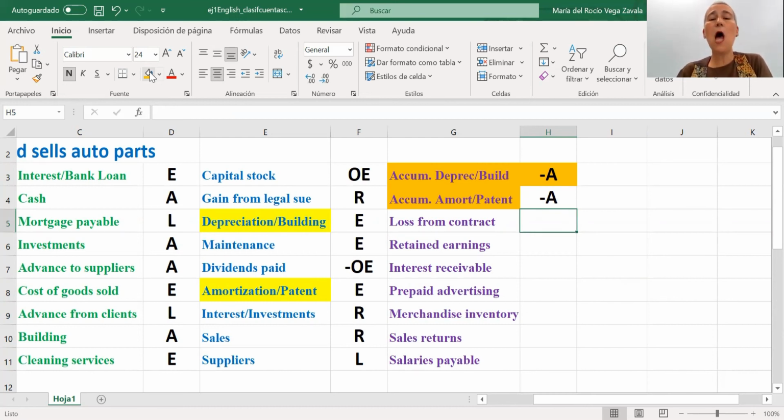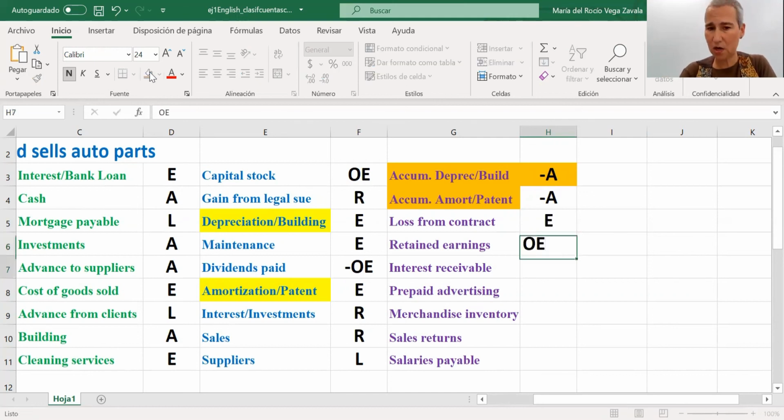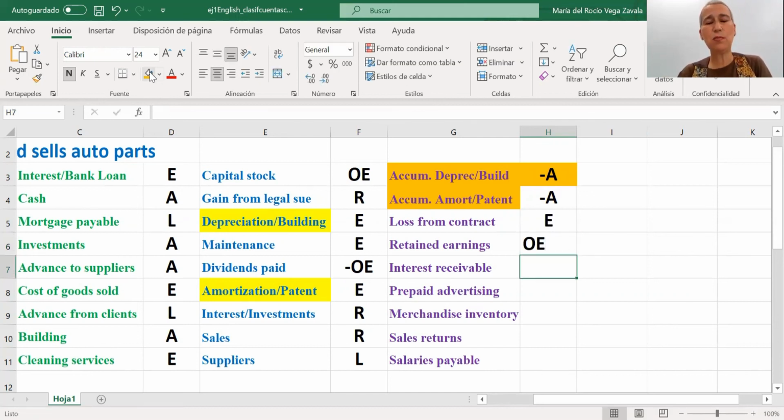Okay. Loss from contracts. As I told you, every good thing in accounting will be a revenue. Every bad thing in accounting, like losses, will always be expenses. Bad things in accounting, expenses. Retained earnings, accumulated profits, accumulated earnings, that is the second component of owner's equity, which is here. Interest receivable. Anything receivable means that they owe me. I have the right to collect from them. So that will be an asset.